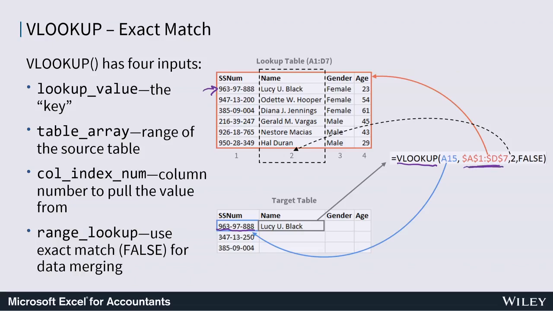The input here is called the lookup table. And the lookup table is this entire set of data. So I give it a range. So I say, go look into A15, get the value, find that value in this first column, and when you do, I want you to move over two columns, and we start with column 1, column 2, and I want you to extract that value and place it right here where I put this formula.